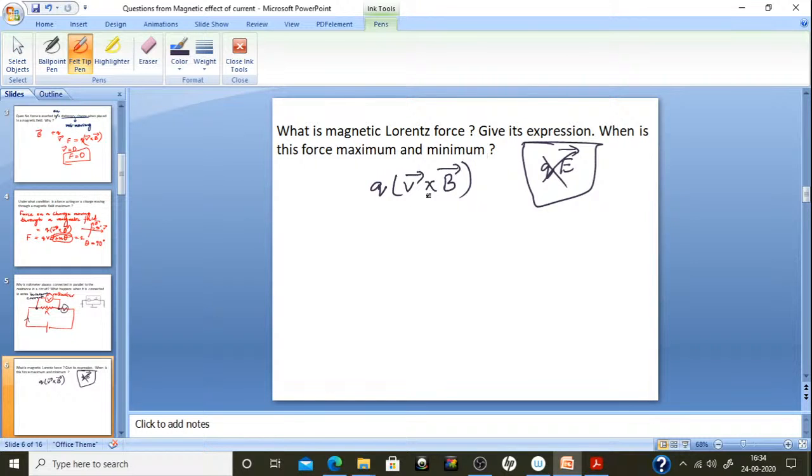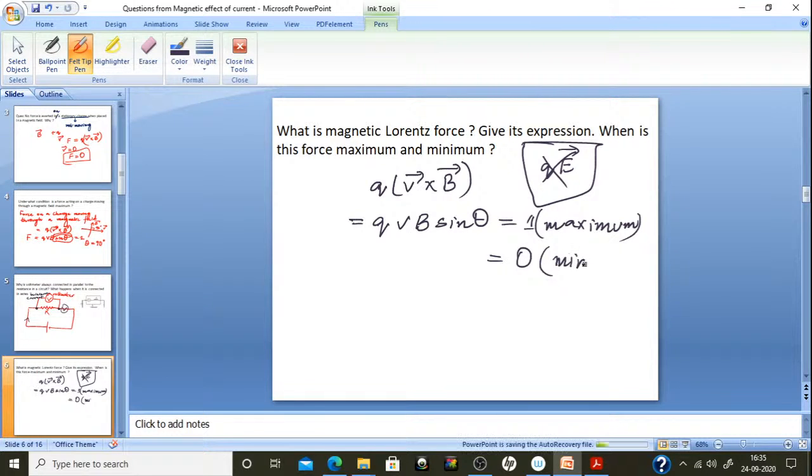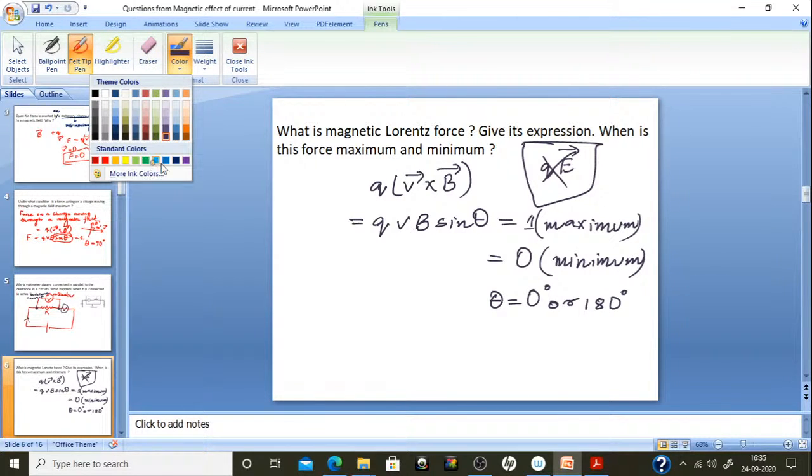When it is maximum, I have already told you, because this expression is Q V B sin theta, it will be maximum when sin theta is 1, right, maximum, and it will be minimum when sin theta is 0. Okay, so when will sin theta be 0? When your theta is 0 degree or 180 degree, right. So maximum I have already explained, so I'll just explain about minimum.